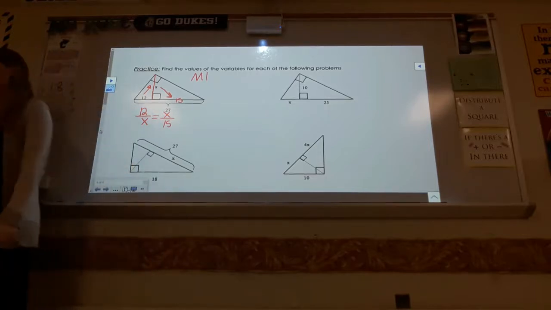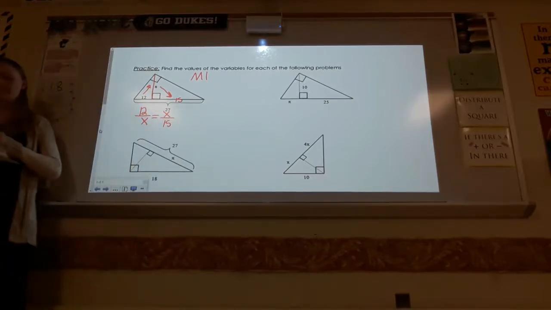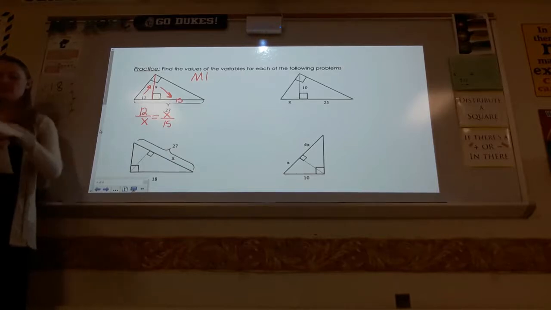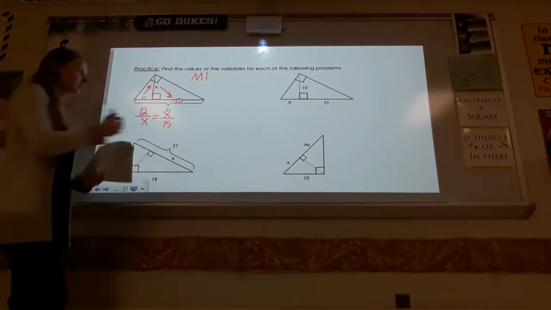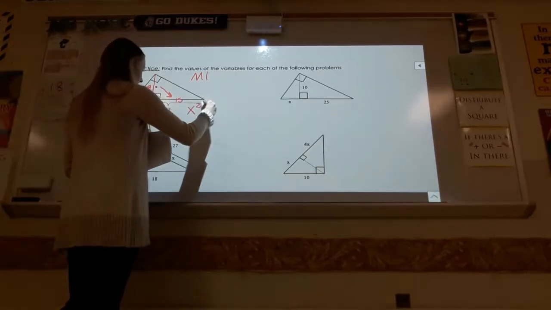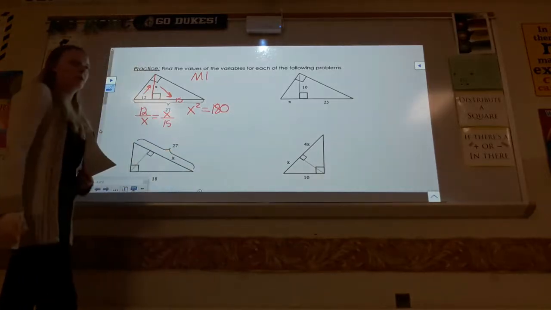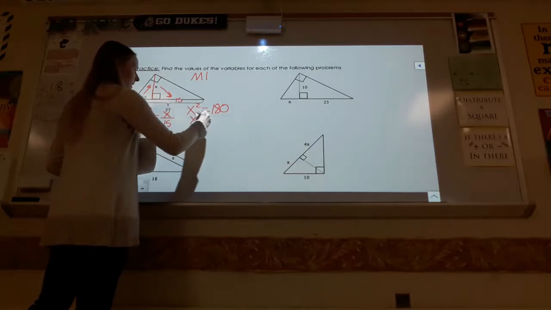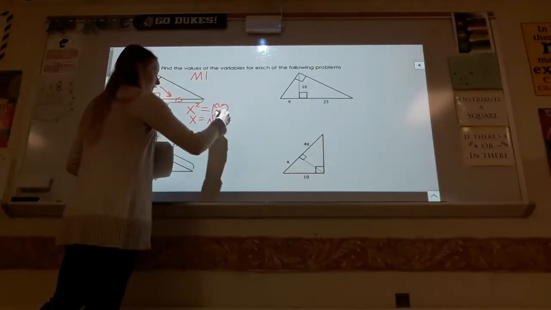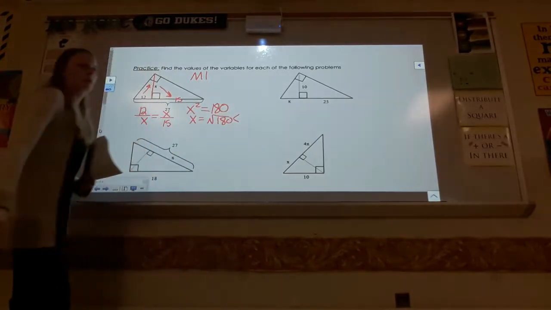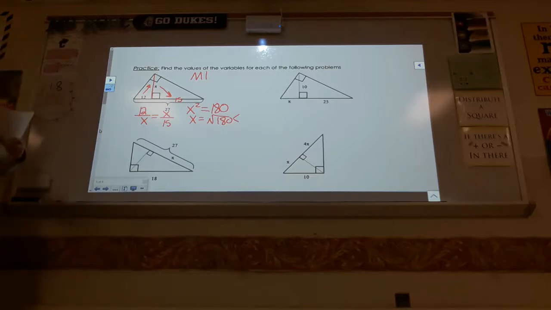Alright, so how would I solve this once I've written it down? You would cross multiply. So you would get x squared equals 180. And then what would you do from there? Okay, square root of 180, we're going to need to simplify that. Biggest perfect square that goes into 180.